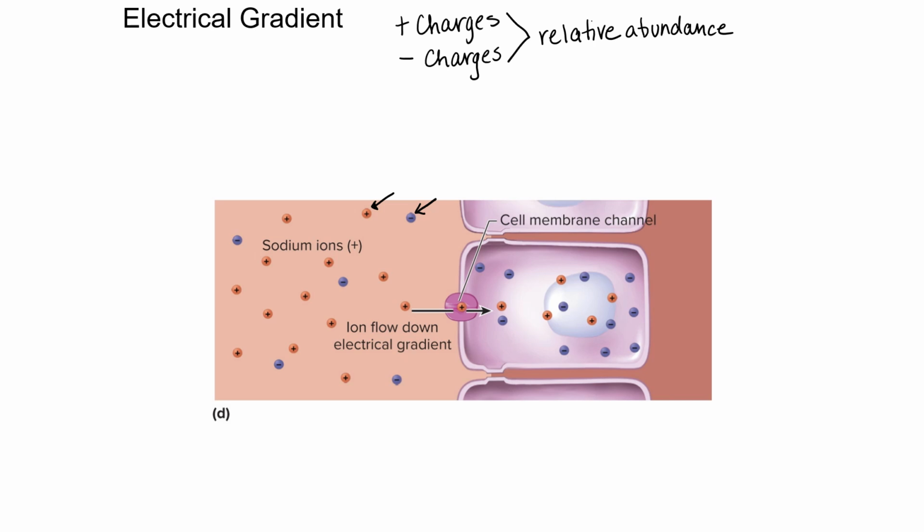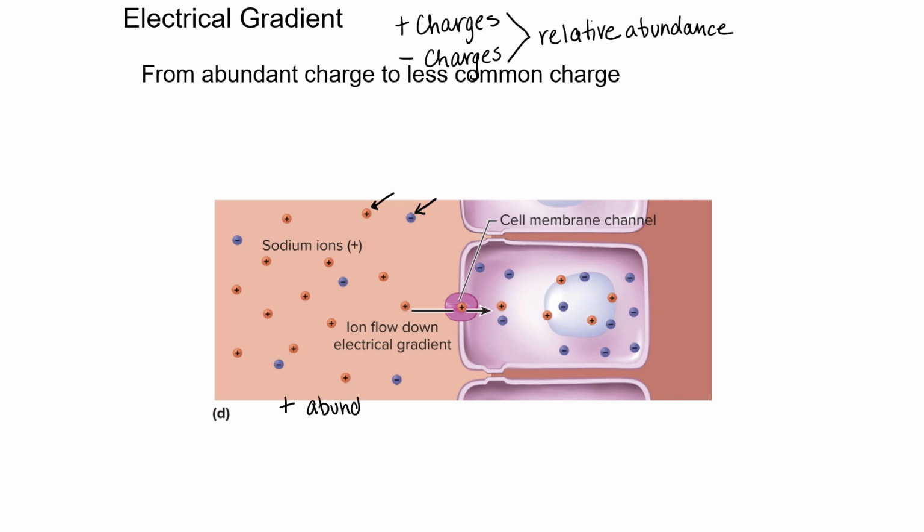So it's kind of like the word older. You can't just say Amy's older. You can, but it's better to say Amy is older than Joe, right? So it's a relative term, not an absolute one. Now, ions, molecules, other items, they will flow from where their charge is abundant to where their charge is less common. And so what you're seeing here is that the positives are abundant over here in relationship to the negatives.